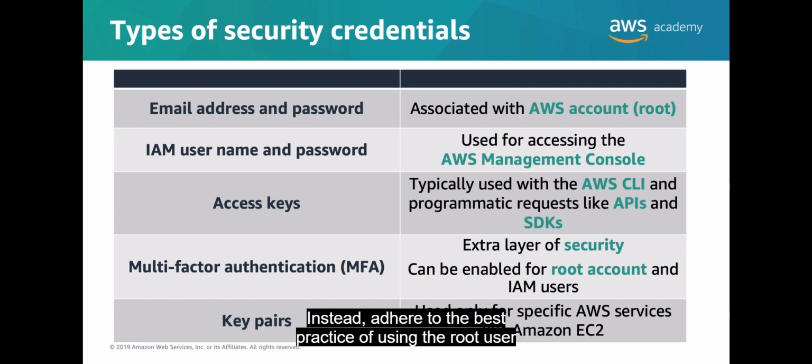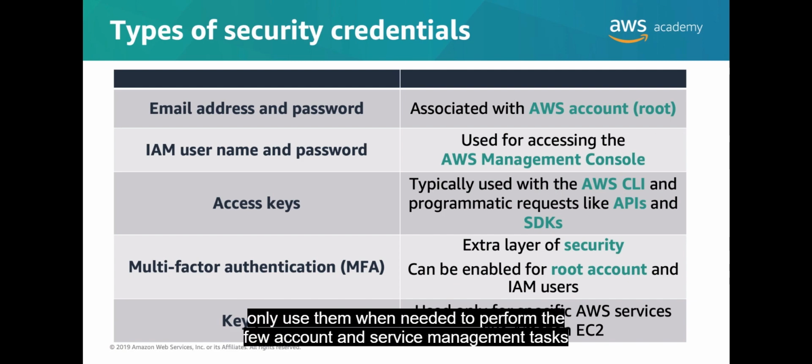Instead, adhere to the best practice of using the root user only to create an administrator IAM user first. Then securely lock away the root user credentials and only use them when needed to perform the few account and service management tasks that cannot be accomplished in other ways, such as canceling your AWS account.